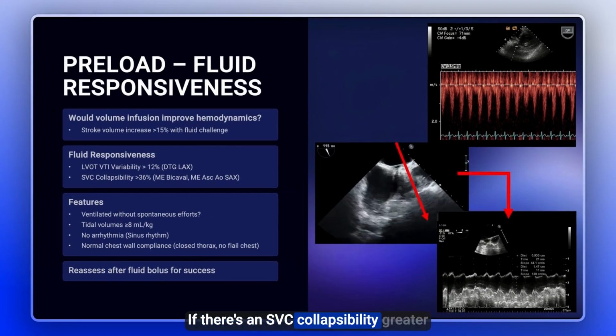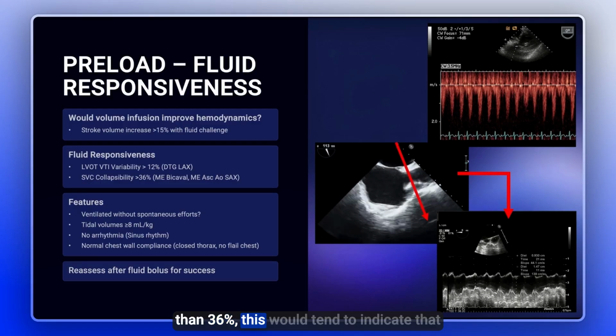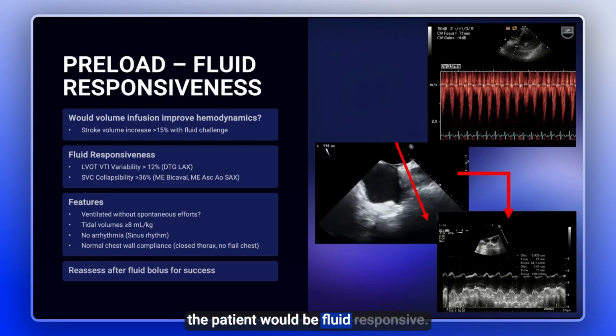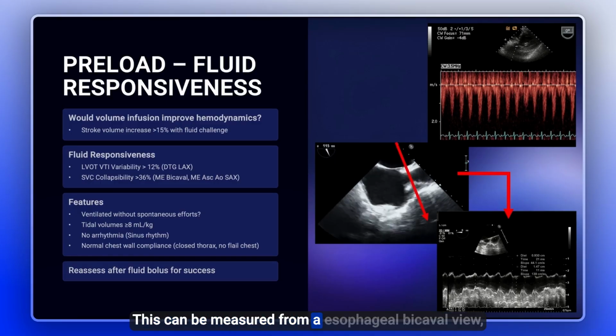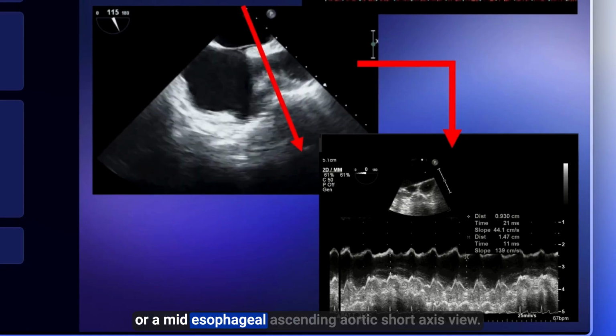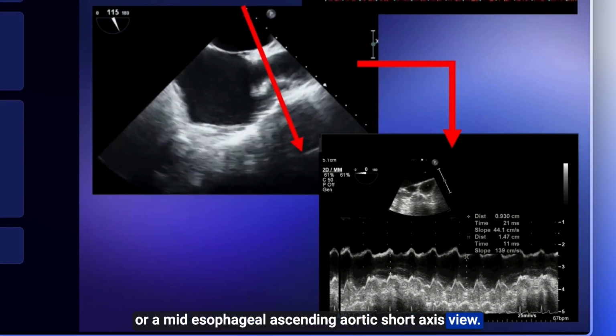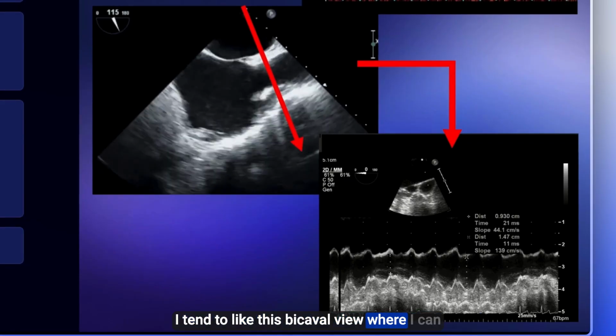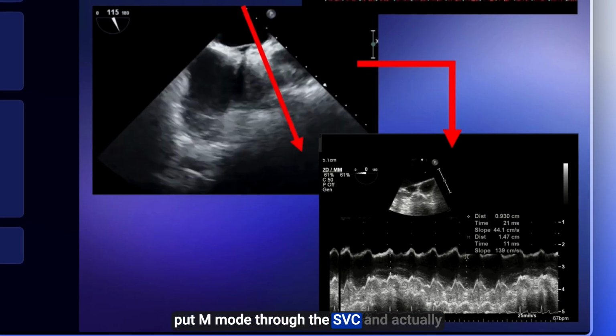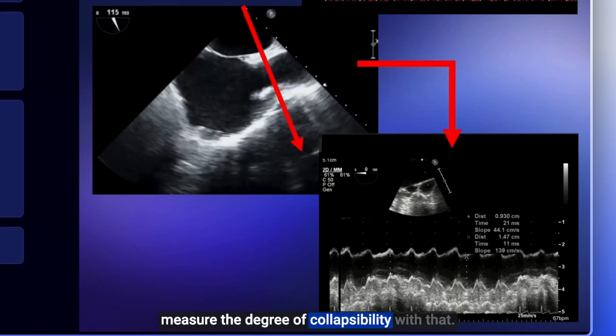Another way to do it is by assessing SVC collapsibility. If there's an SVC collapsibility greater than 36%, this would tend to indicate that the patient would be fluid responsive. This can be measured from a mid-esophageal bicaval view or a mid-esophageal ascending aortic short axis view. I tend to like this bicaval view where I can put M mode through the SVC and actually measure the degree of collapsibility with that.